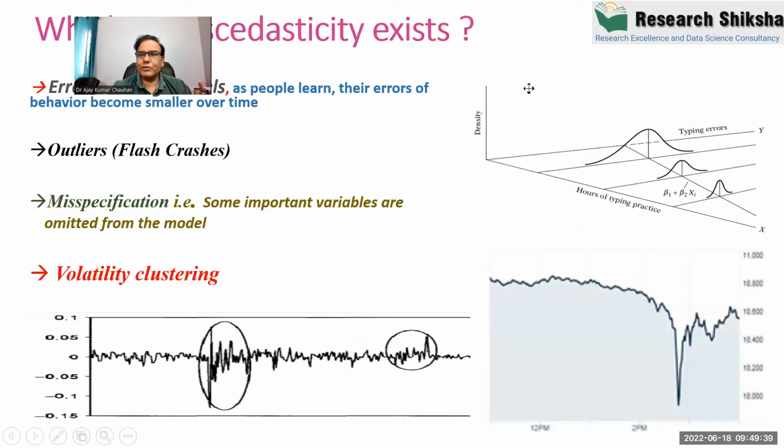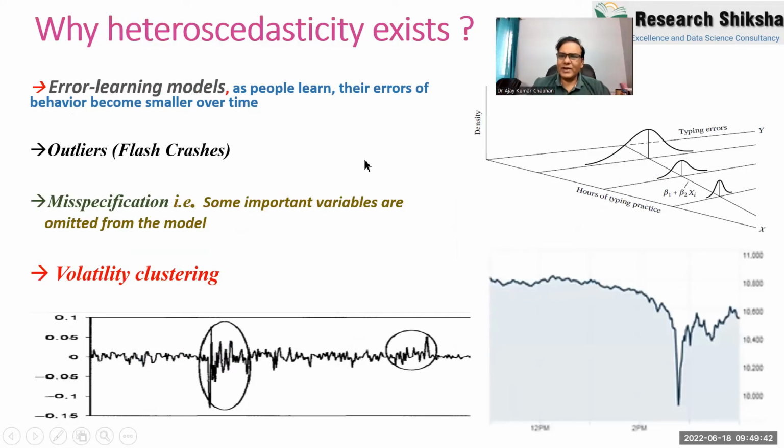Now the basic question is: why does it come? Why does heteroskedasticity come in the behavior? The literature says that one of the reasons for heteroskedasticity is the error learning model. According to this model, people learn from their errors and mistakes, and slowly the error reduces with time. So sometimes the error reduces with time, especially if you're talking about learning, like for example, hours of typing practice. If somebody is doing typing practice, initially it will take more time, and slowly it will take less time.